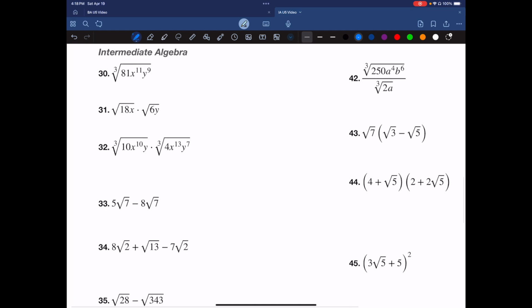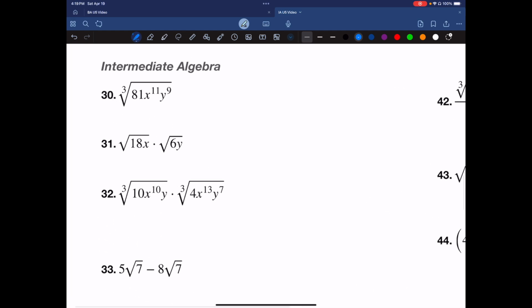Okay, 30. So here I'm taking the cube root of everything. And so here, the cube root of 81, I don't know that off the top of my head. It doesn't have a straight cube root. 27 times 3, 27 is a perfect cube, but 3 is not. So I get 27, and then x goes into x to the 11th 3 times, so it's going to be x to the 9th, and then y to the 9th. And I can multiply that by 27 times 3 is 81, and then x to the 9th times x squared.